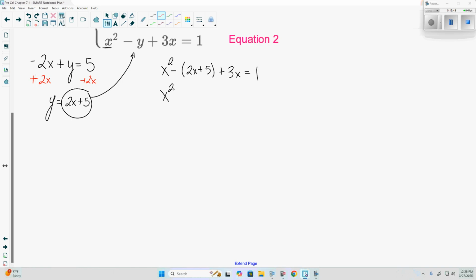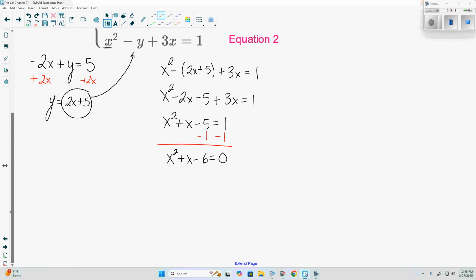Now at this point here, we can distribute the negative. Combine like terms. Negative 2x plus 3x is going to be plus x. Get everything on the same side of the equation, telling us that x squared plus x minus 6 is equal to 0. Question on how we got here.